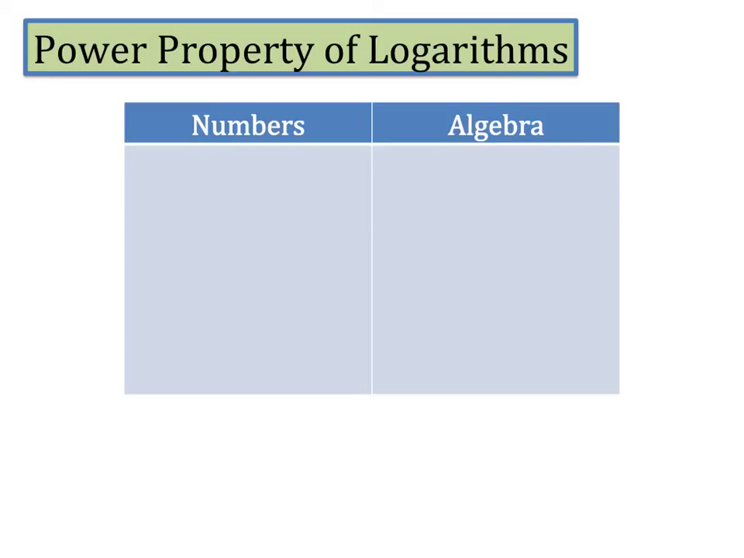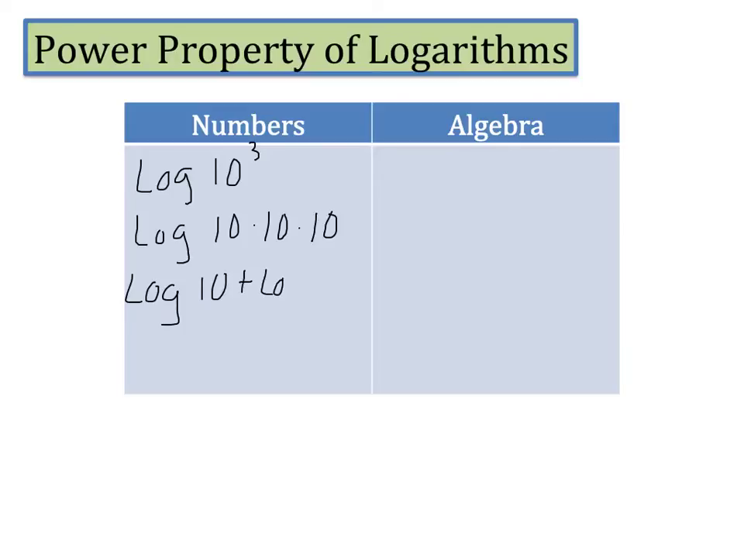Okay, let's look at an example of a logarithm raised to a number and see where the power property of logarithms comes from. So if we had an expression log 10 raised to the 3, let's think about what that means. Well, what that means is log of 10 times 10 times 10. Now we learned that the product property says that if we have a log and products, we can just split that up using addition. So we have log 10 plus log 10 plus log 10.